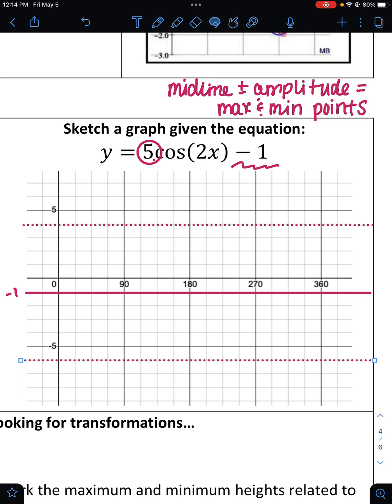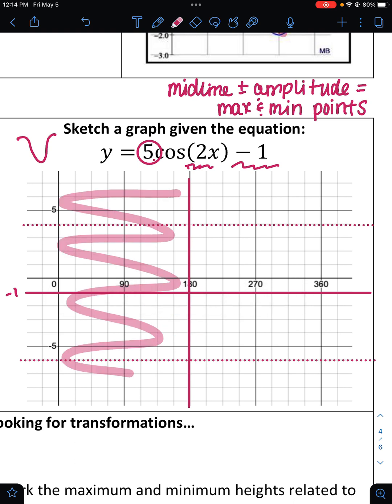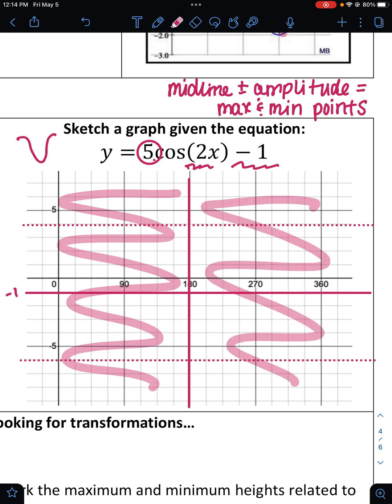Okay, the last thing I'm going to look at, since there's no horizontal shift, will be my B value. So for my B value, it's 2, which means between 0 and 360, I do 2 of these, right? So what I'm going to do is draw a line down the middle here through 180, and between 0 and 180, I'm going to have a full cosine pattern, and then I'll have a second one over here.